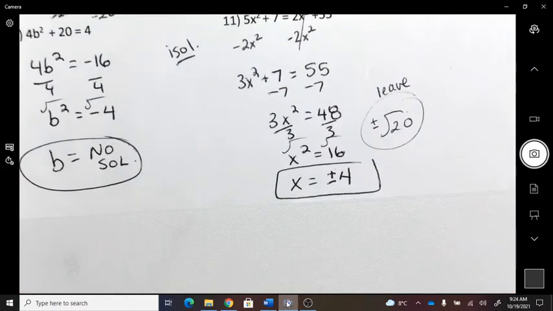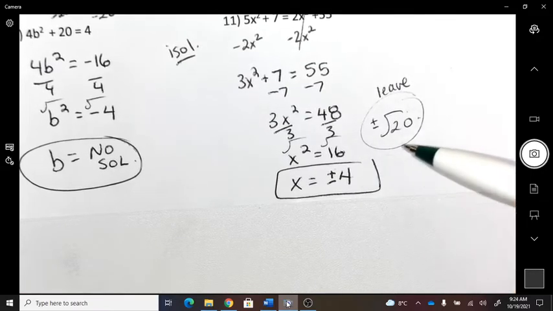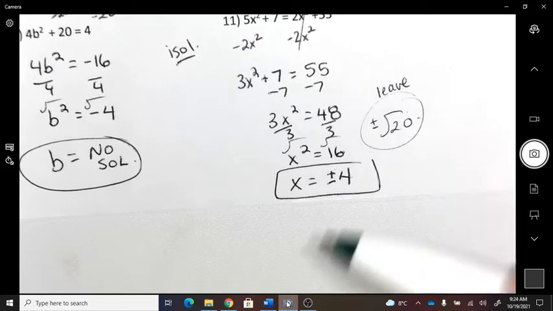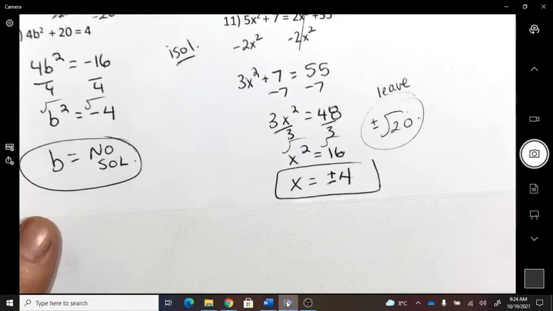Then you would just leave it as a root. I don't need you to state a decimal number when it is like that. Just leave it. This is good because it simplifies to just 4, right? But the root of something else, if it doesn't simplify to a whole number or integer like that, just leave it. Okay, number 12.